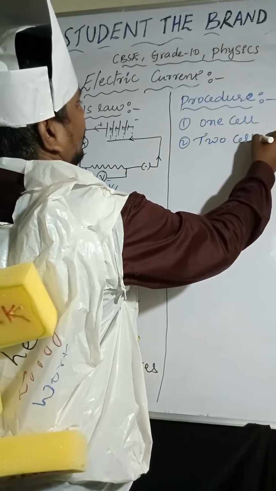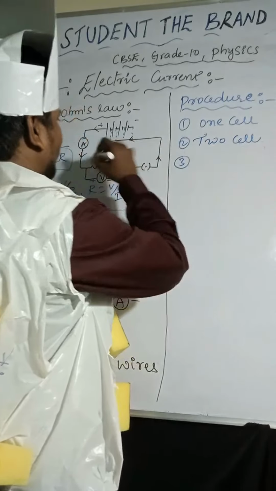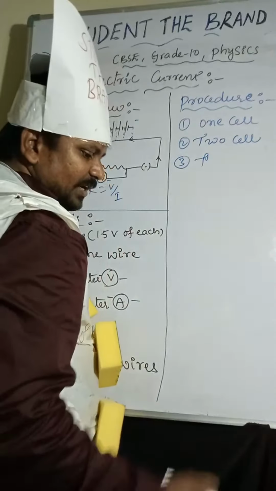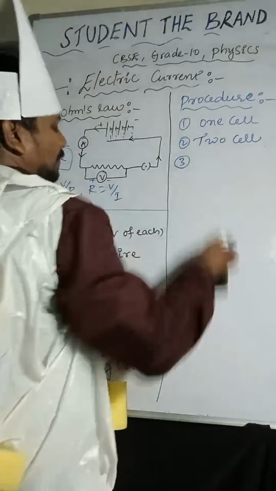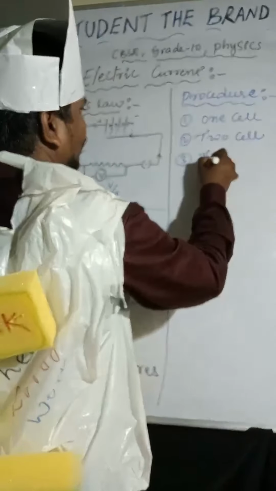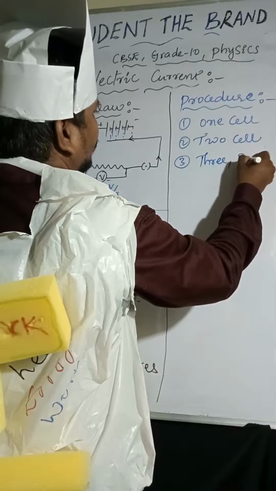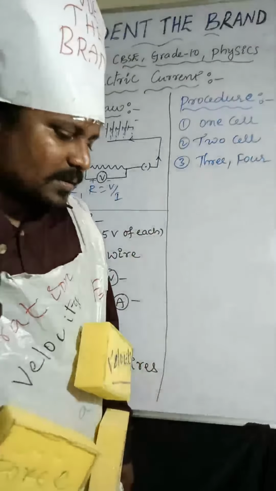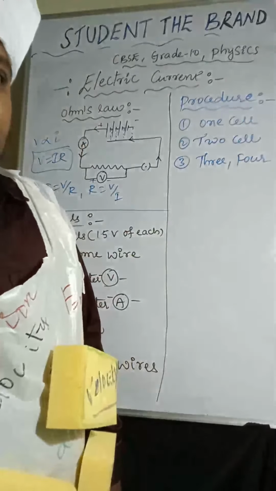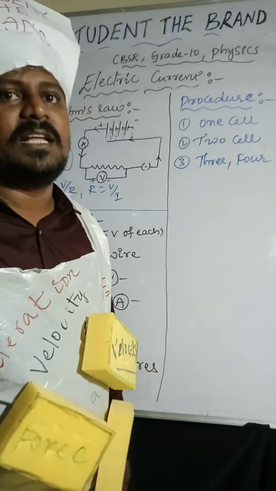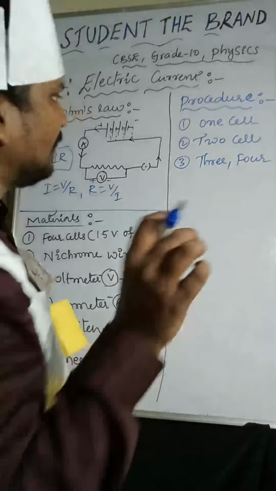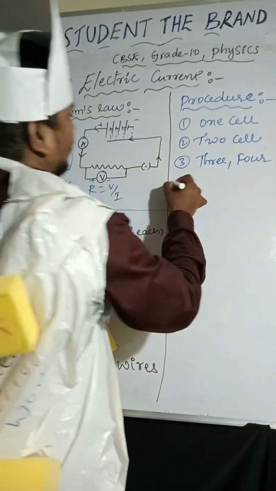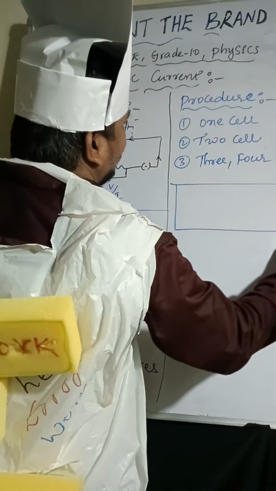Next, connect 2 cells and note down the readings of the ammeter and voltmeter. Repeat the process by connecting 3 and 4 cells, noting down the values of the ammeter and voltmeter readings, and mention them in the tabular form given below.